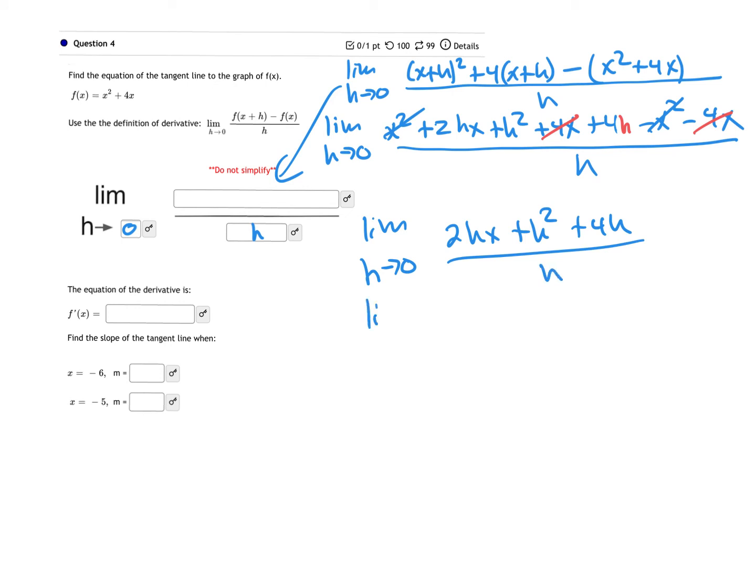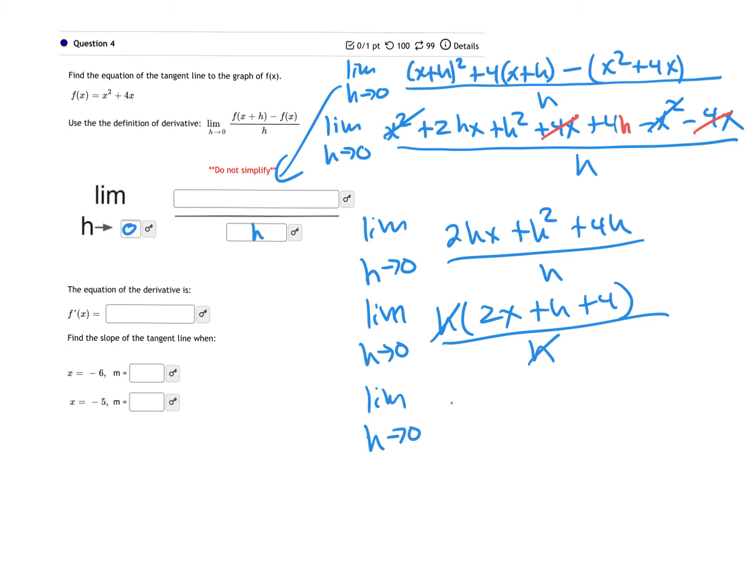So now I can factor an h out of the top. So I have the limit as h approaches 0 of h times (2x plus h plus 4), all of that over h. So that will cancel out, and we do the limit as h approaches 0 of 2x plus h plus 4, and h goes to 0, so that's just 0, so I have 2x plus 4 for my derivative.